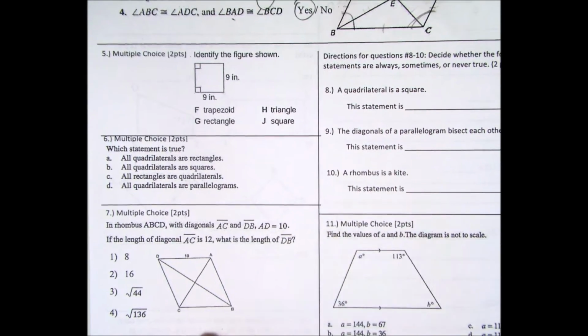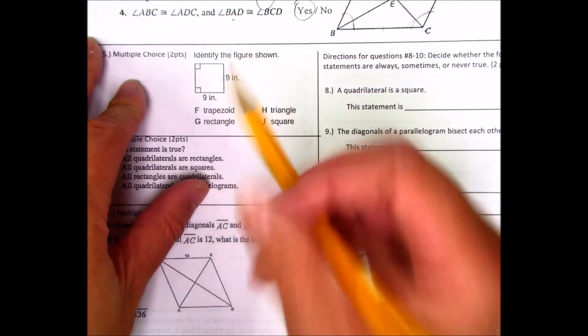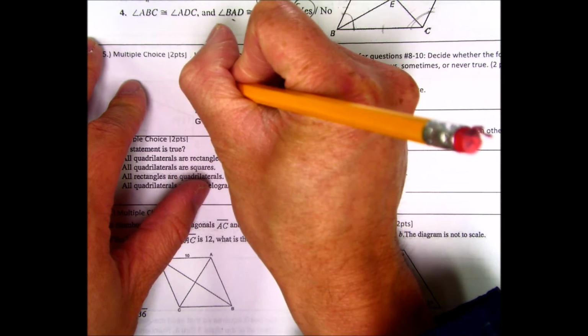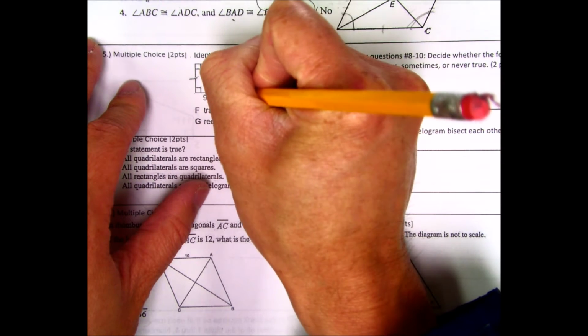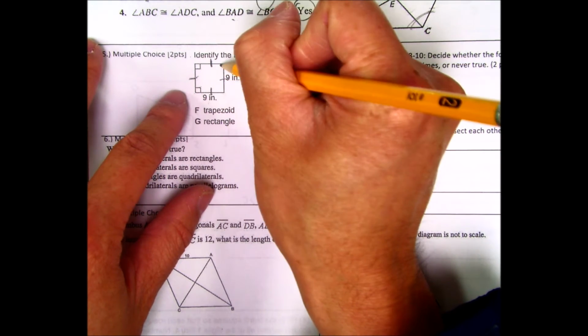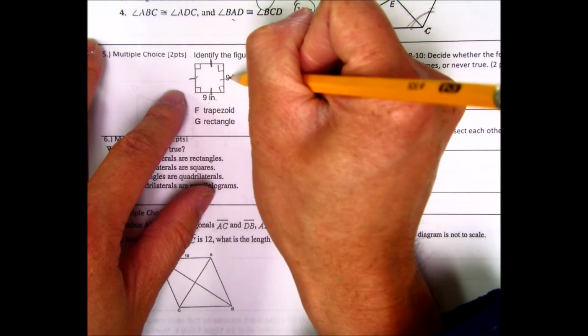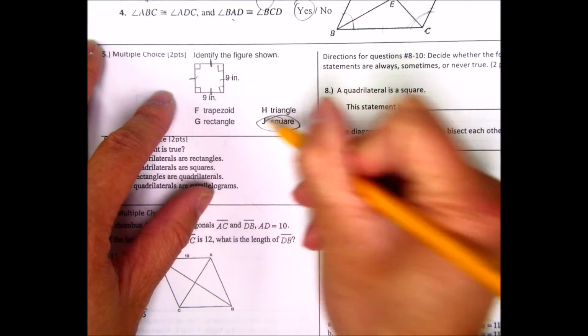Question number 5, identify this figure below. I see congruent sides, 9 and 9, so I'm assuming this is 9, this is 9. Here you have a set of 90-degree angles, so you'll know that these are parallel, these are also parallel, so that's a square.